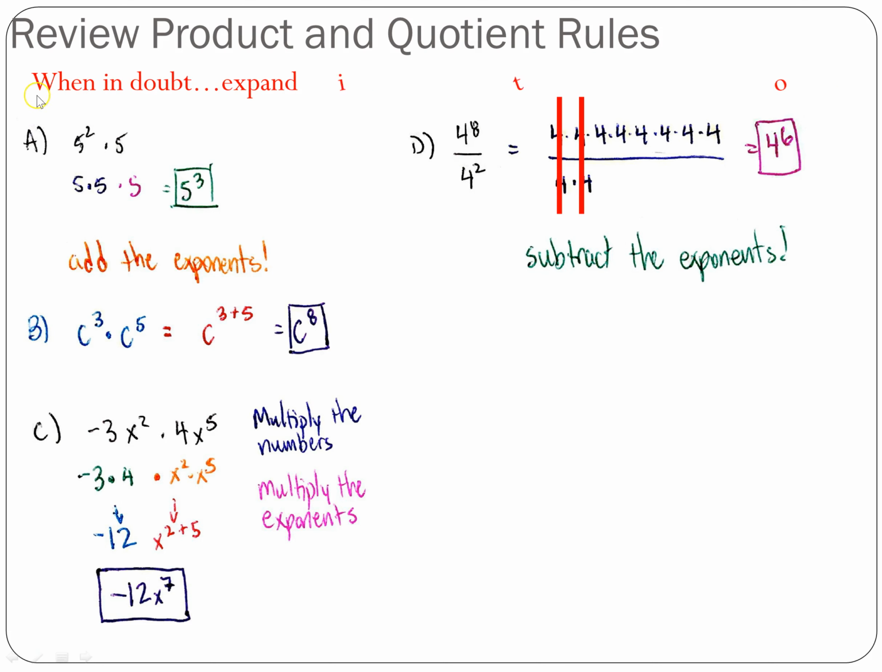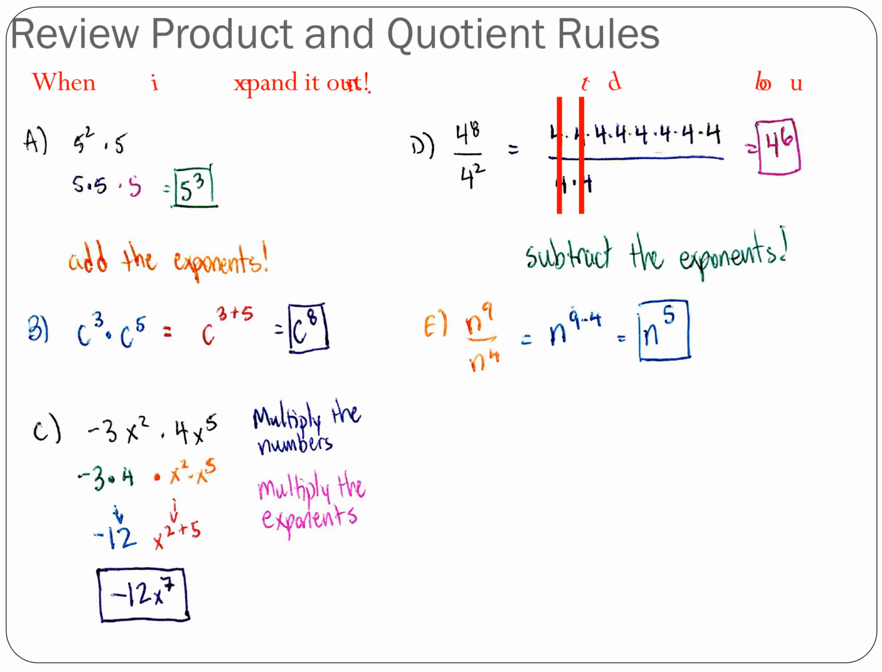As always, when in doubt, expand it out. All right, so let's take a look at E. So I got to subtract these exponents, 9 minus 4. Skapow. I know what 9 minus 4 is. You do too. You can use your fingers for this one. It's n to the 5th. Nothing wrong with using your fingers. I still do it from time to time.